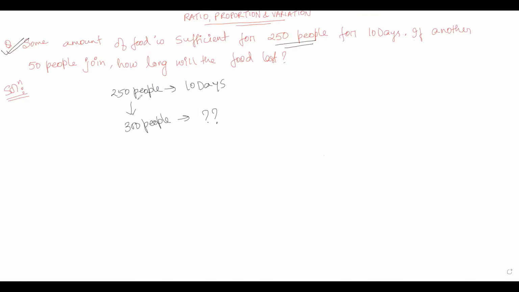I know that when the number of people increases, the food will last for fewer days. So can I say that this is a case of indirect variation? So if I take the number of people to be n, and the number of days to be d, so I can say that n varies as 1 by d. So I can say that n1 d1 will be equal to n2 d2, or I can say that d2 will be equal to n1 by n2 into d1.